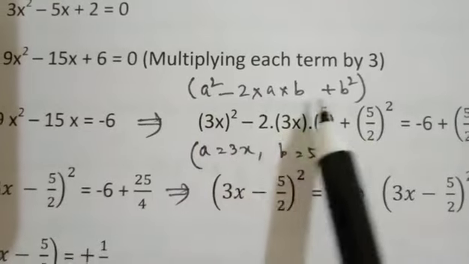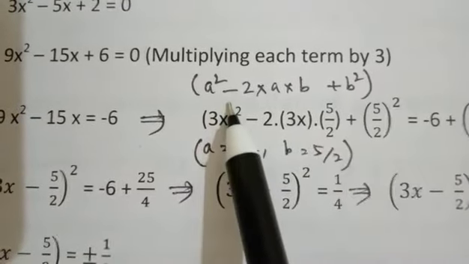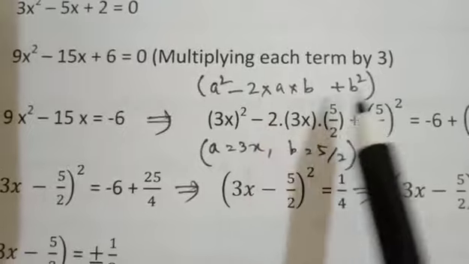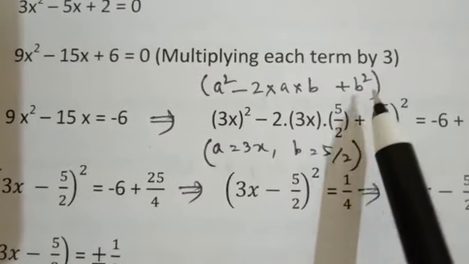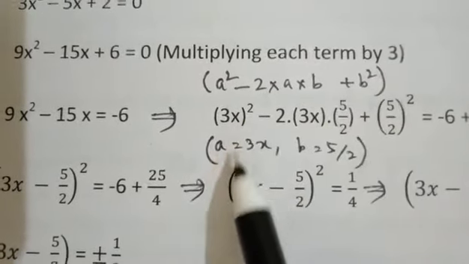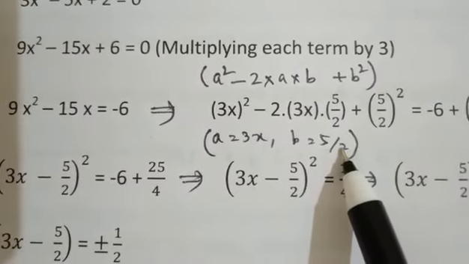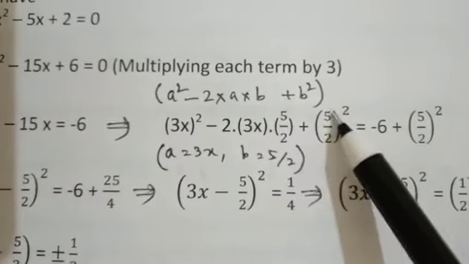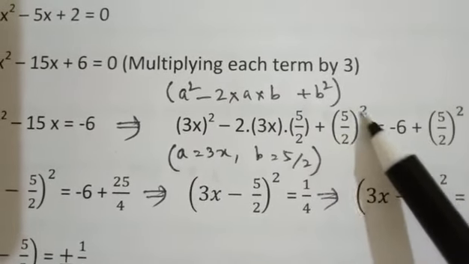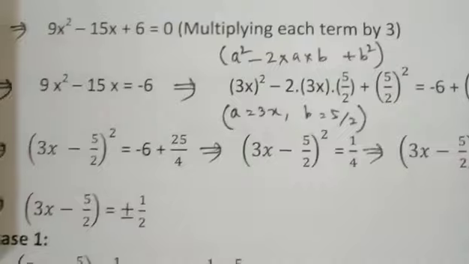So that it comes in the pattern of a square minus 2ab plus b square. And here my a is coming to be 3x and b is coming to be 5 by 2. So this is my b square. I have added it in the LHS also, in the RHS also.